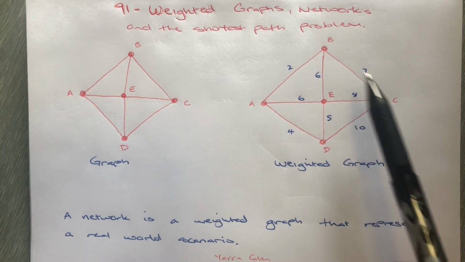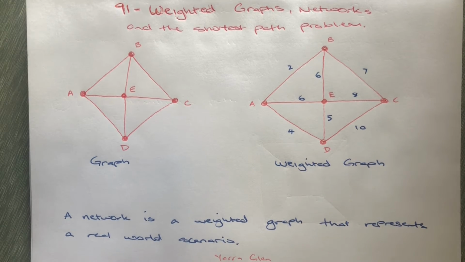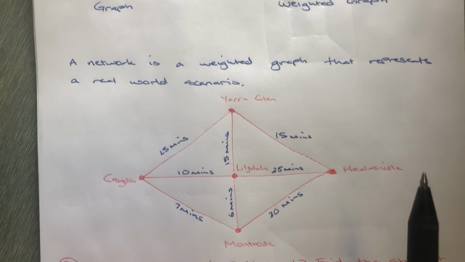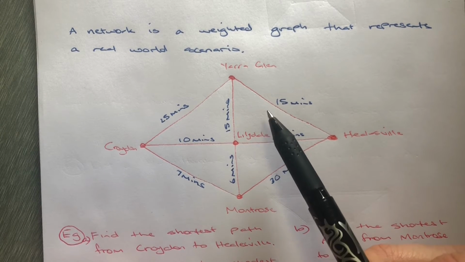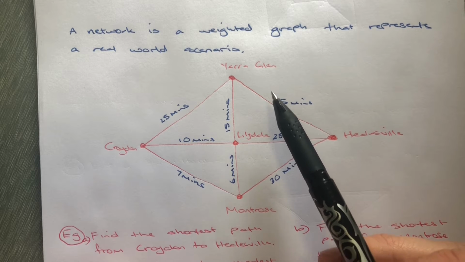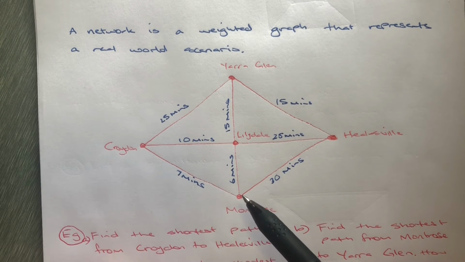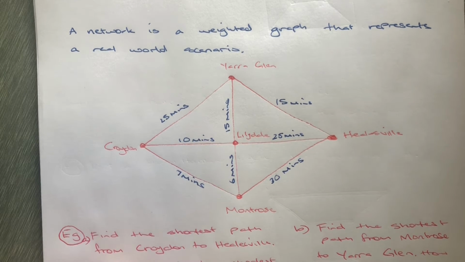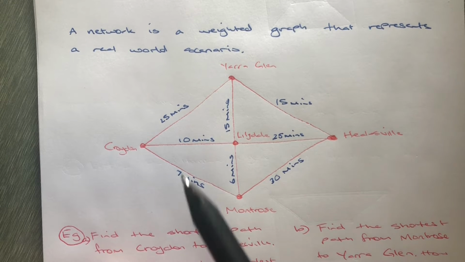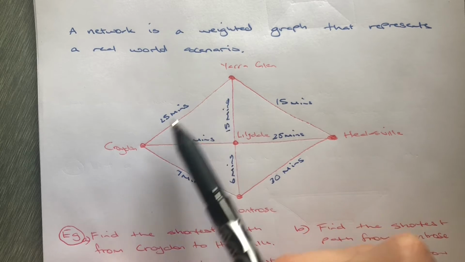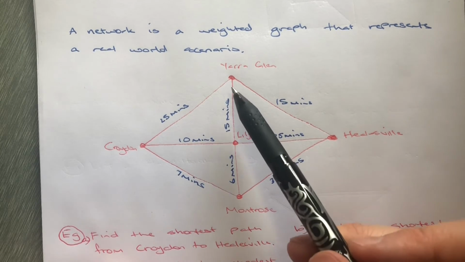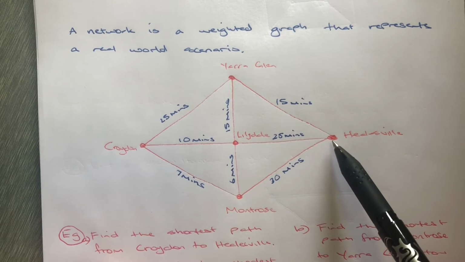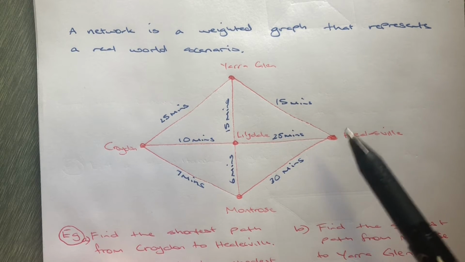So what I've done is I've taken this graph and I've turned it into something that is more of a real world scenario. I've made it like a bit of a bird's eye view map, like you're looking from above, like you're looking at Google Maps or something like that. For each of these vertices, I've assigned a place. In the middle, we've got Lilydale. Up here, we've got Yarra Glen. Over here, we've got Healesville, etc.